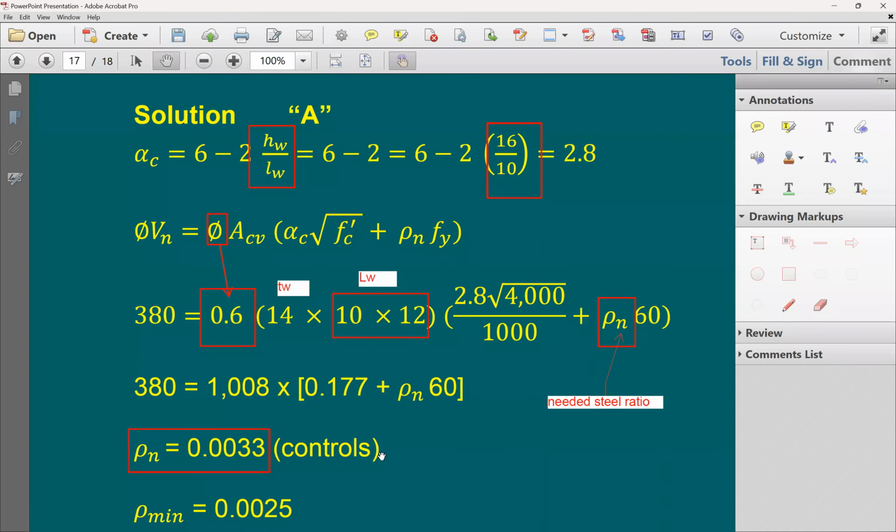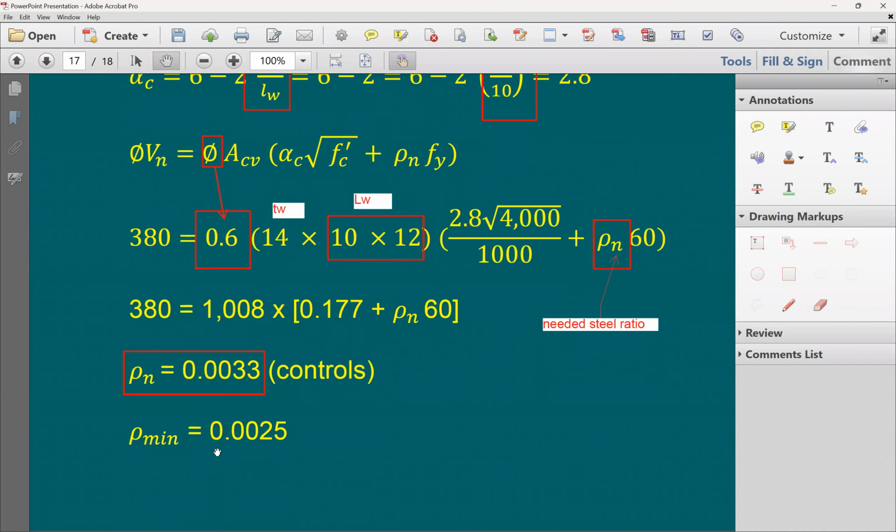The good thing about this method is that by doing this, I can confirm which one controls. Is it the rho minimum or the rho needed? If you would like to try the options available for each of them, you need to find out rho sub n and then compare it with 0.03, and also compare it with 0.0025. So this can be a simpler way, shown here in this example. Your rho n needed is going to be 0.03. Your minimum is 0.0025. And so this is going to be the one that controls your design. This is what you need to use.